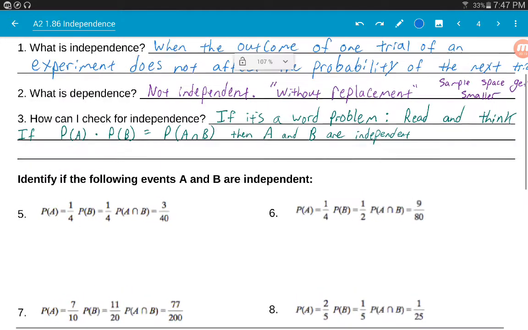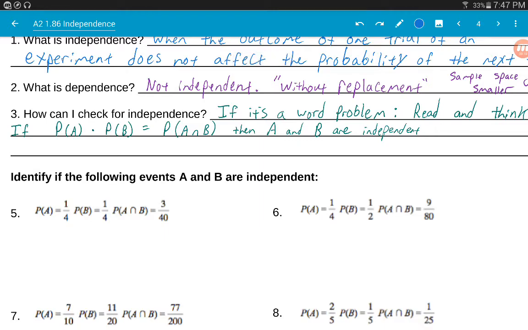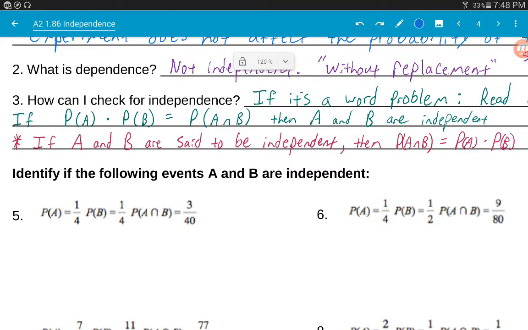Now here's the formula. If the probability of A times the probability of B equals the probability of A intersect B, or A and B, then A and B are independent. So if that equation holds true, then events A and B are independent. If A and B are said to be independent, the question tells you they're independent, then the probability of A and B, or A intersect B, is equal to the probability of A times the probability of B. So this rule works both ways. If you check the equation and it works, it means they're independent. If they say they're independent, it means that the equation should work.